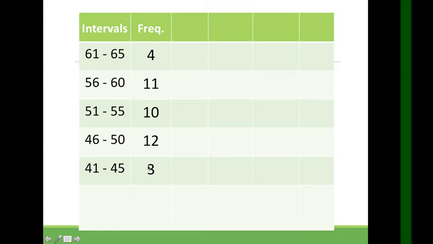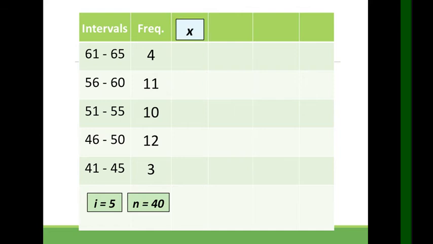Okay? First, determine the class interval. i equals 5. That is the class interval. So, where did I get 5? That is 61, 62, 63, 64, 65. So, that's 5. 56 to 60, 51 to 55, and 41 to 45 have the interval of 5. For the frequency, just add all of this. You will get n equals 40. So that is the total of the frequency.